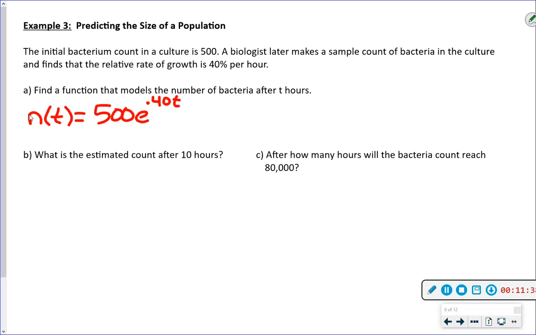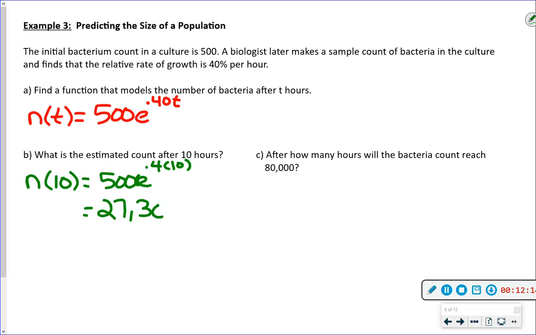What's the estimated count after 10 hours? All right, throw 10 in for T and punch it in your calculator. So when we put 10 in for time, E, that's a very sloppy E. Punch that in the old calculator. Bacteria. I rounded to the whole. I don't know. Can you have part of a bacteria? I feel like this is a question for Mrs. Angela. So I'm going to ask her. Okay. So you should add, I went to the whole. 27,300. I guess I'll label bacteria.